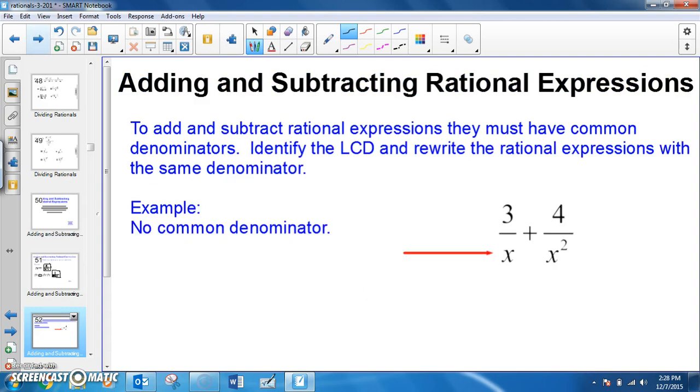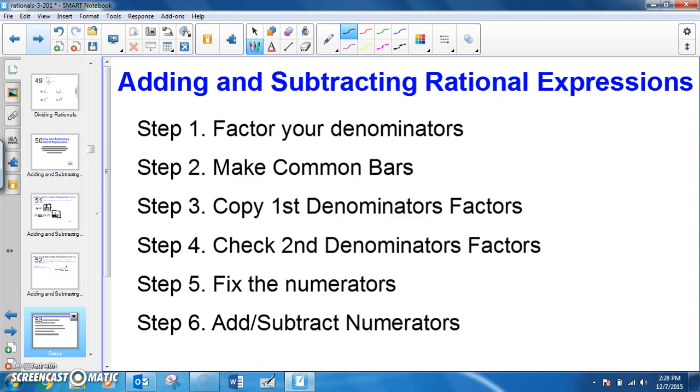When we don't have a common denominator, we need to find our least common denominator. So we're going to rewrite our rational expressions with the same denominator. Here we have 3 over x plus 4 over x squared. Since these two denominators are not the same, we need to find our least common denominator and rewrite our fractions with the same denominator. In order to do that, we are going to follow these 6 steps.